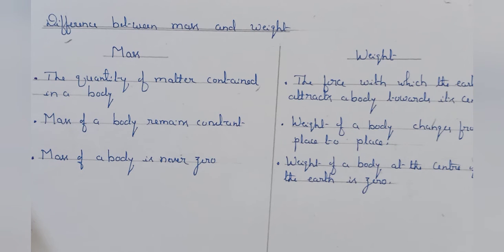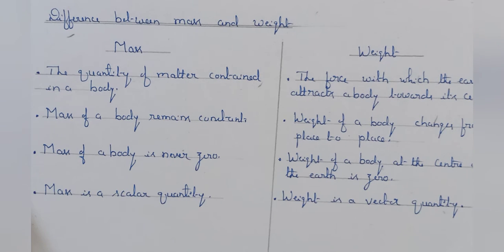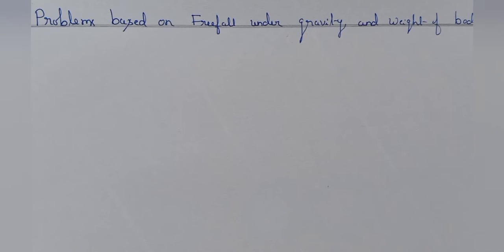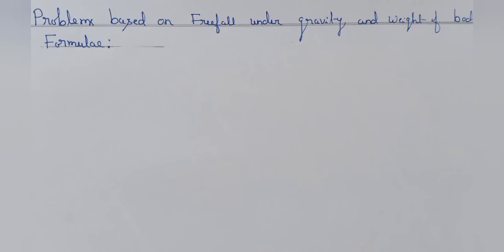Next, mass is a scalar quantity, but weight is a vector quantity. And next, the SI unit of mass is kg and the SI unit of weight is Newton. So these are the differences between mass and weight of a body. Now let us solve the problems based on free fall under gravity and weight of body.